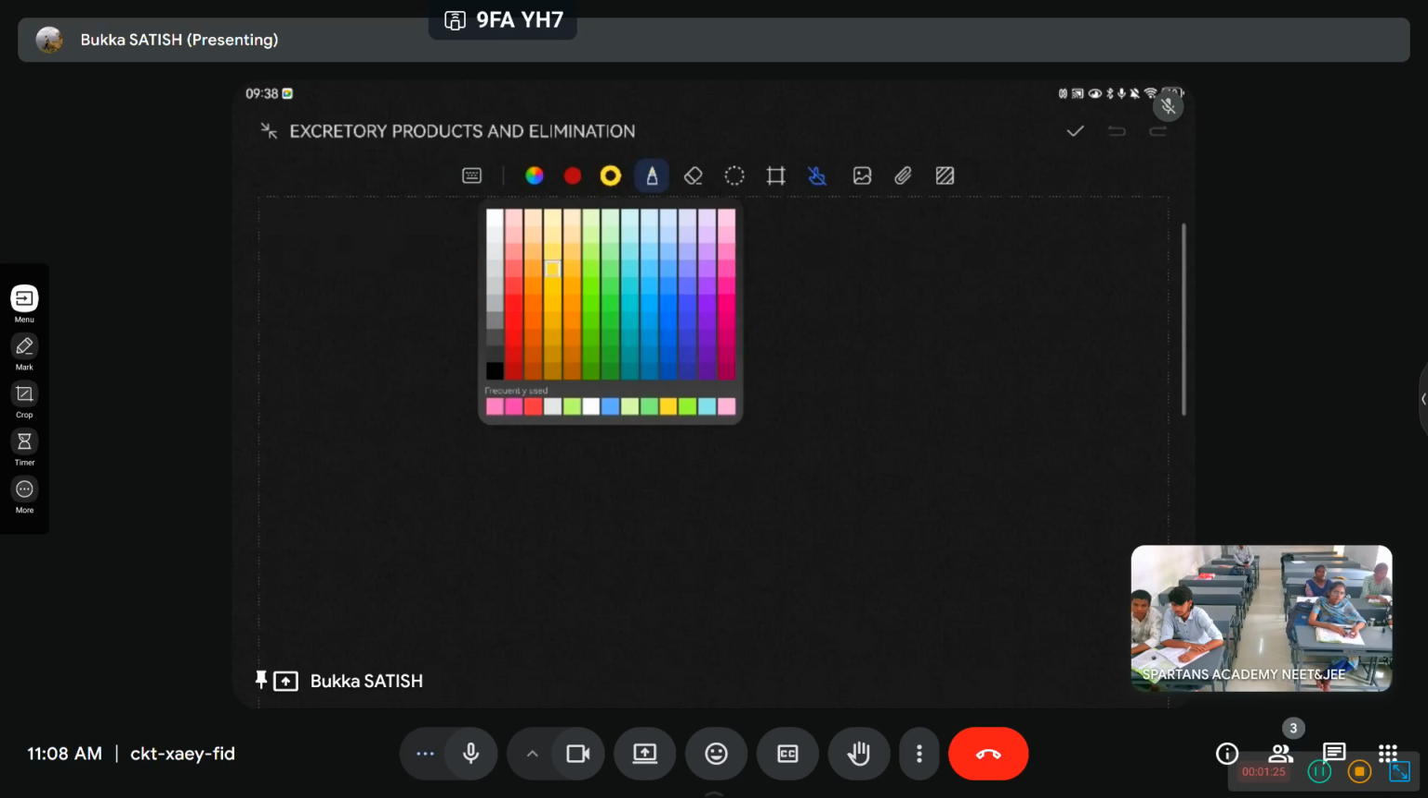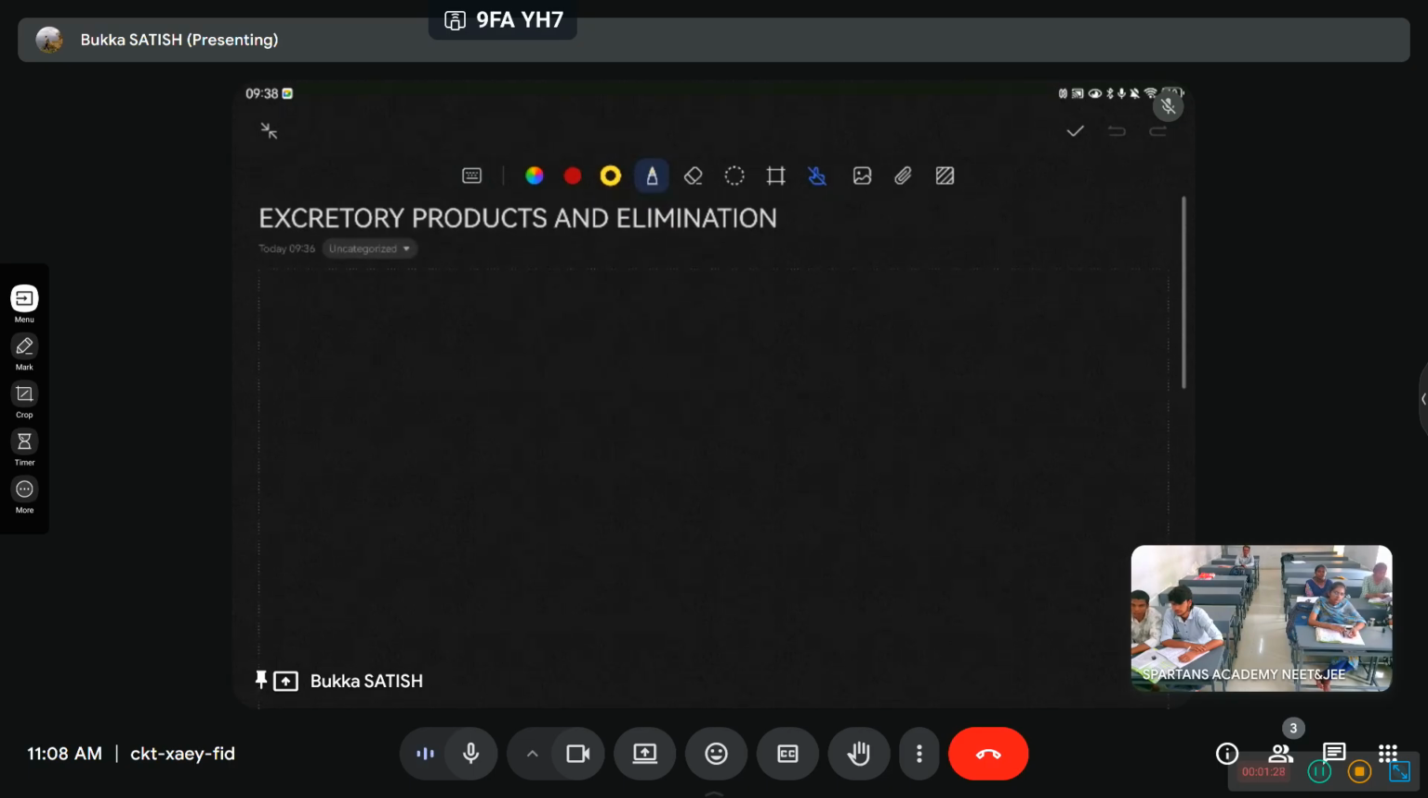first let us try to understand the difference between the very basic words excretion and the other term is egestion. What do you think is the difference? In egestion also, waste will be eliminated, right? What is the difference between these two? Come on, anyone?